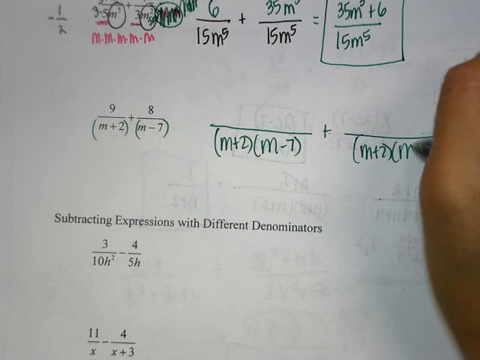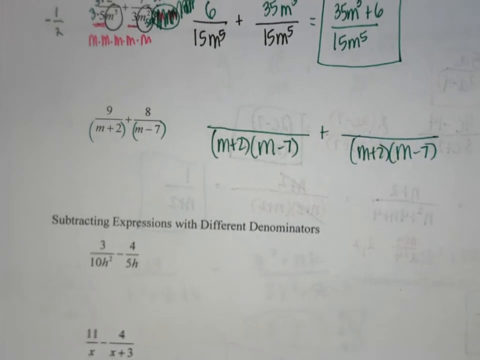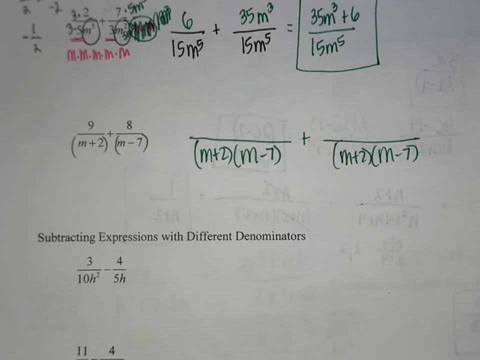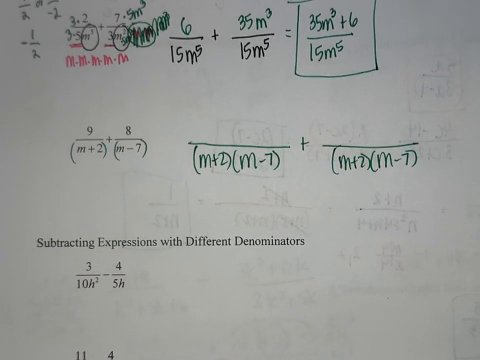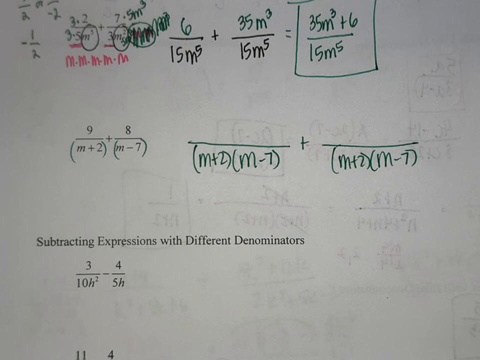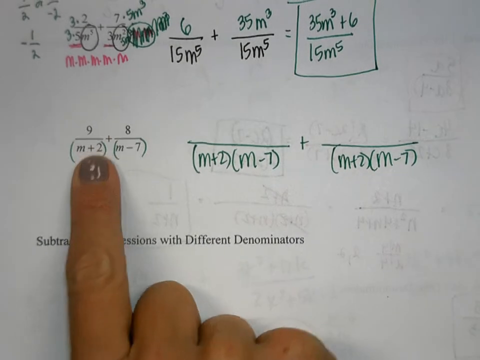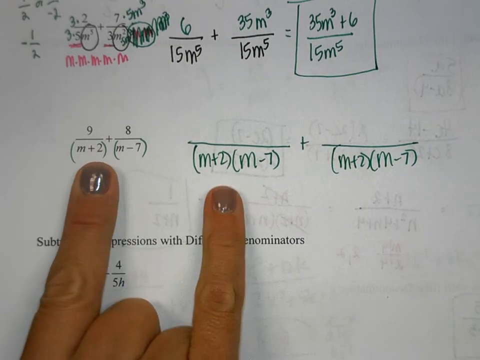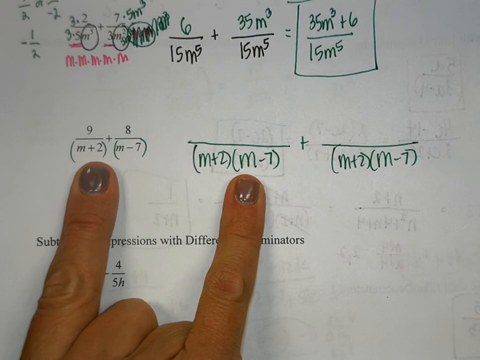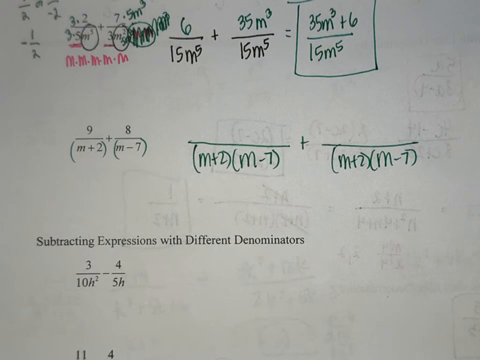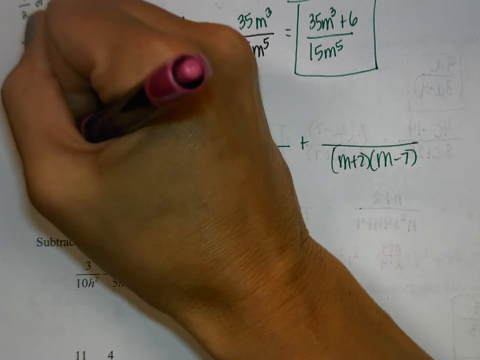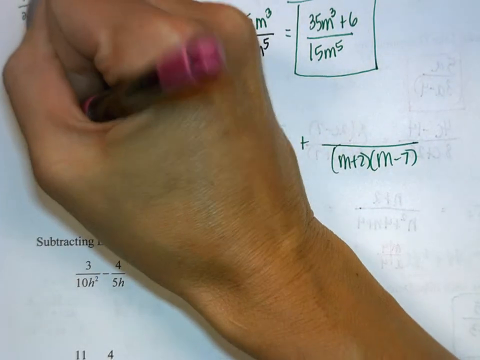Yep. And so if you have 2 different binomials, you're going to be multiplying each of them. Okay, so what am I missing on this first fraction? What do I have to multiply m plus 2 by in order to make it the m plus 2 m minus 7? M minus 7. So that means that what I'm doing is I'm multiplying the top and the bottom by m minus 7.